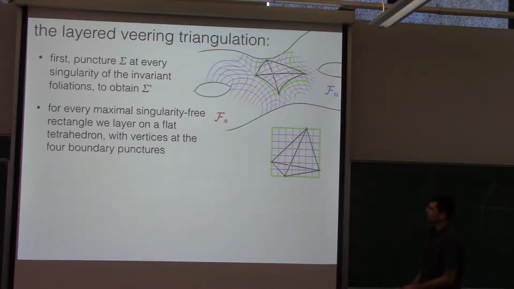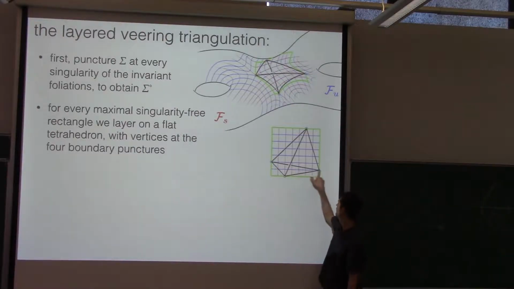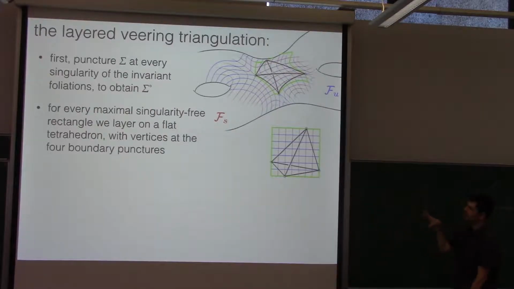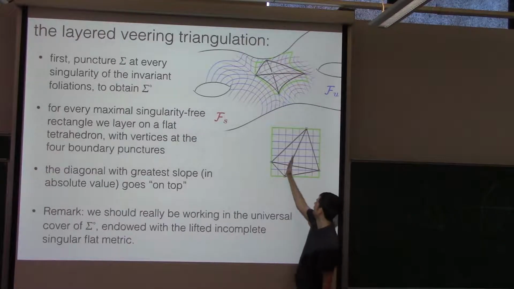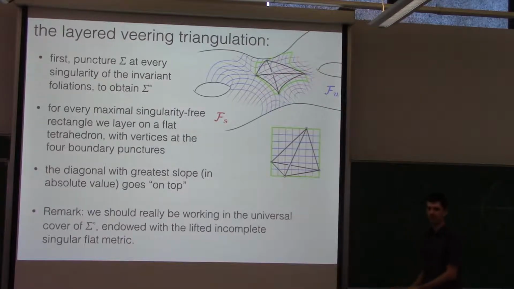now in my maximal rectangle I have a singularity on each edge, and I can just layer on this tetrahedron, which is going to have vertices at these singularities. So for every one of these maximal singularity-free rectangles, I can layer on one of these tetrahedra, with vertices at the 4 boundary punctures. So how do you decide which edge goes over which? So the edge with the greatest slope in absolute value is going to go on top. So this edge has a higher slope than this one in absolute value, so it's going to be the higher edge.